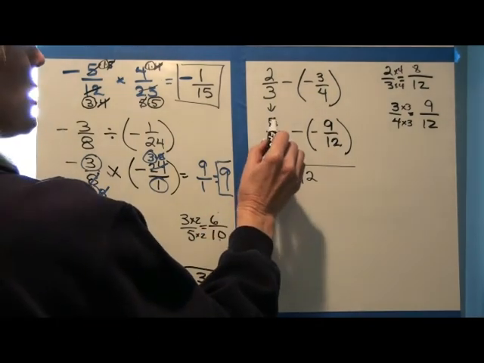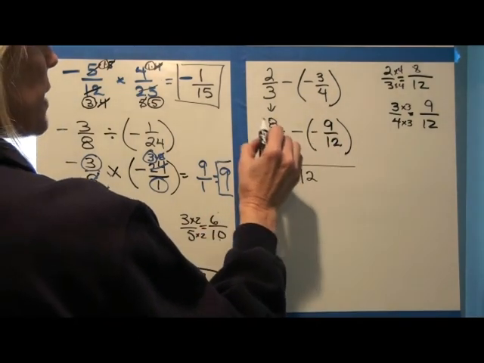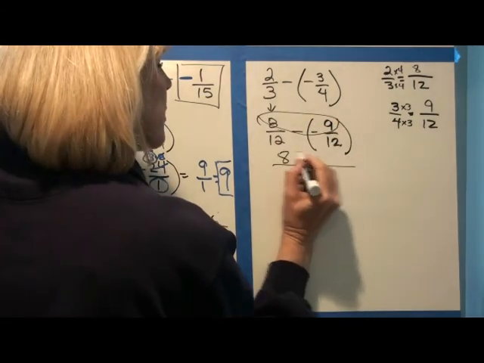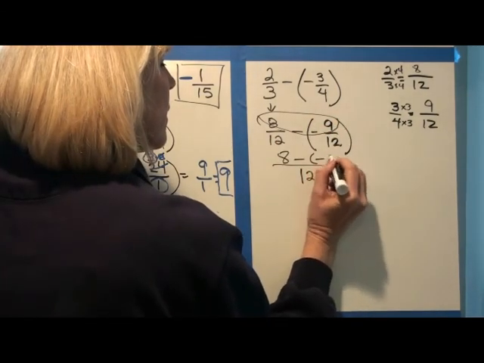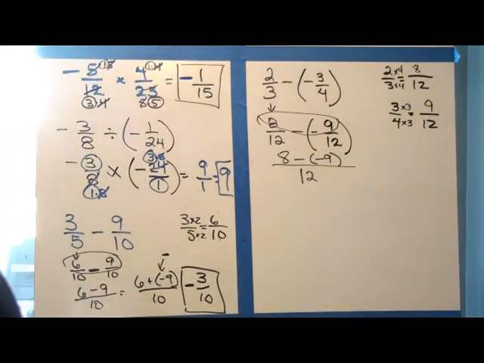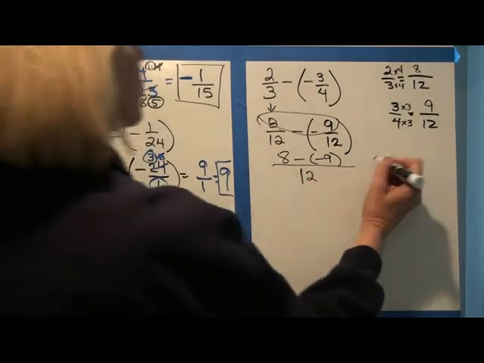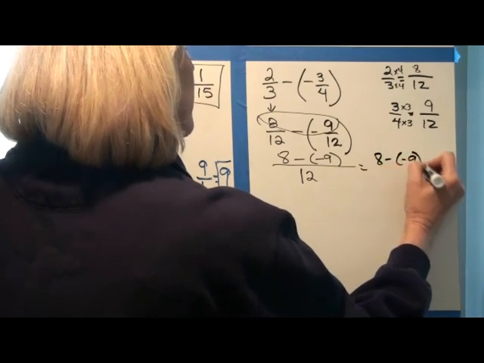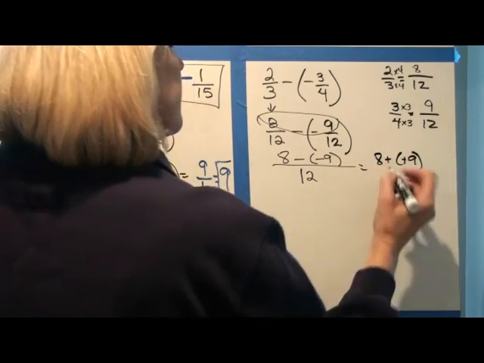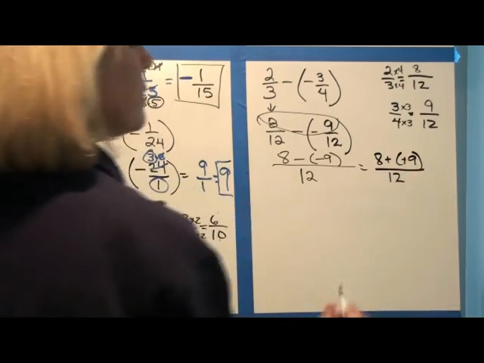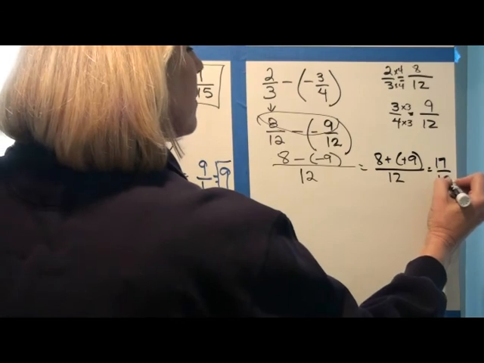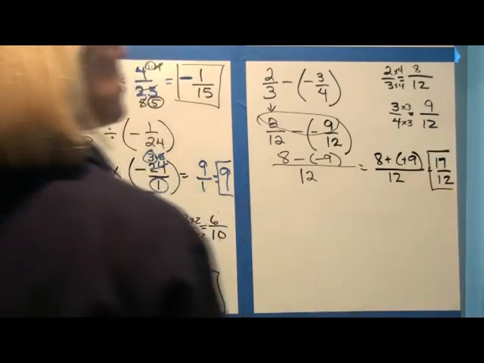What you want to do is just take these numbers and the signs, so the numerators along with their signs, and then work that problem. So if we have 8 minus a negative 9, add the opposite, over 12. That gives us 17 over 12, which is our final answer.